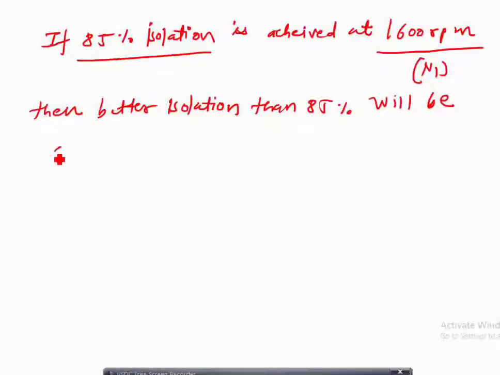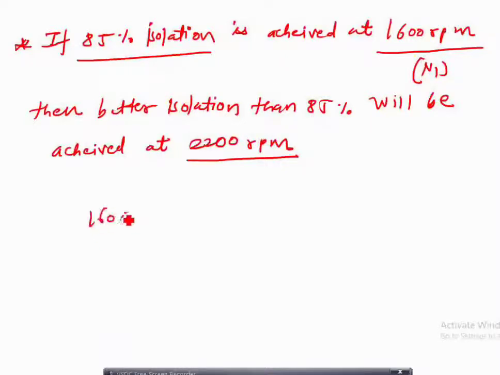So this statement is very important. Try to understand this statement. What does this statement say? That if you are achieving an 85% isolation at 1600 rpm, then obviously, as the speed goes on increasing and moves from 1600 rpm up to 2200 rpm, as per the statement, the isolation is better at higher speed. So as the speed increases, your isolation will also become better.